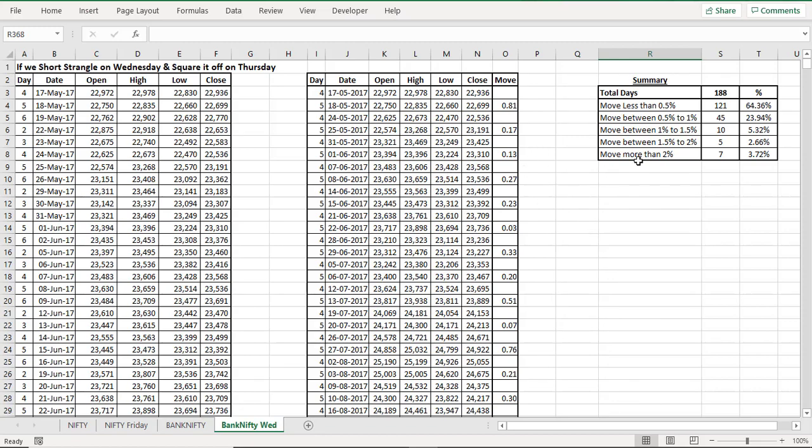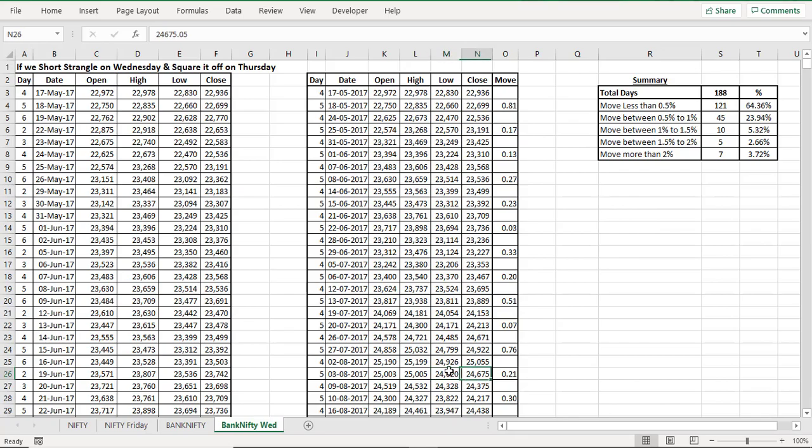In our previous video, we made this summary. We backtested this Bank Nifty gap up, gap down for the last 4 years, and 64% of the time the gap up is less than 0.5%, half percent. 23 to 24% of the time the gap up is 0.5 to 1%. So I can say there is more than 88% chance that the gap up will be less than 1%.